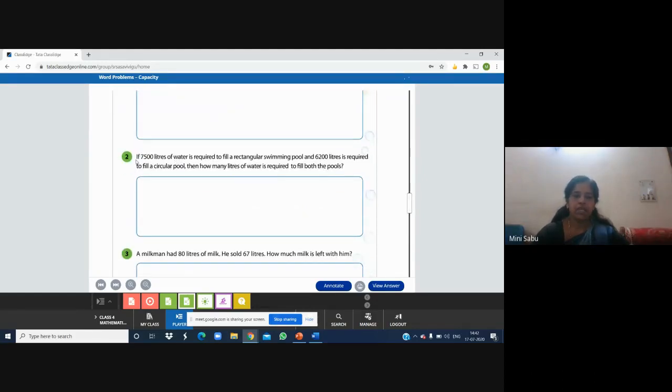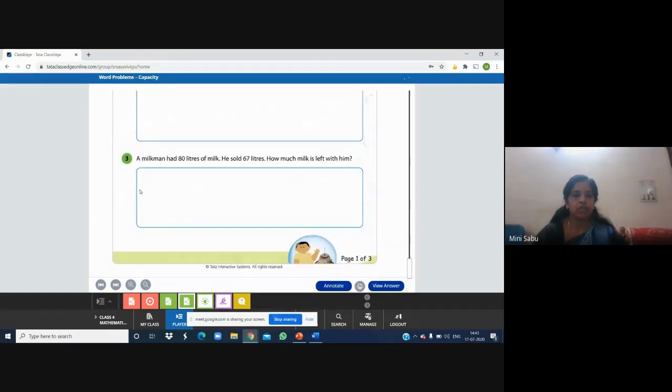Then second question. If 7,500 liters of water is required to fill a rectangular swimming pool and 6,200 liters is required to fill a circular pool, then how many liters of water is required to fill both the pools together? That means this is also an addition question. Water in rectangular pool, water in circular pool, total quantity of water. Then you will add 7,500 with the 6,200 and then finally you will get the answer.